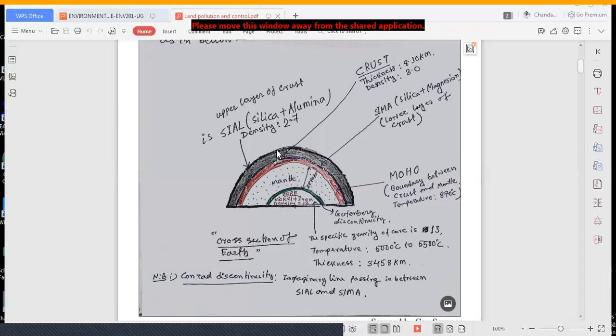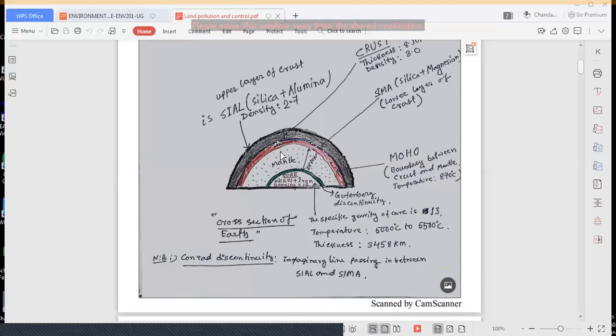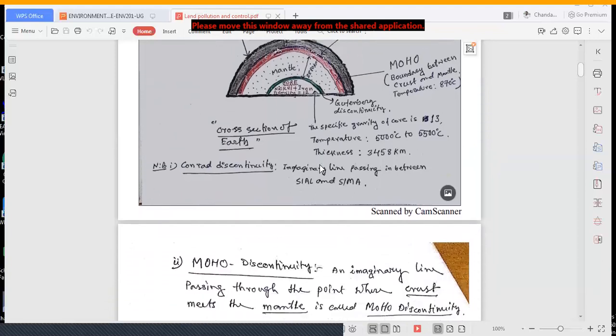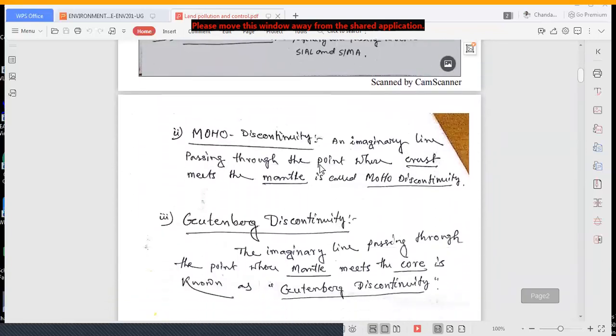So the separation line between sial and sima is known as the Conrad discontinuity. So there are three discontinuities. One, the Conrad discontinuity, the separation line between sial and sima. Two, the Gutenberg discontinuity, between mantle and core. And three, the Moho discontinuity, between mantle and crust. This is the cross-section area of the Earth's surface. This is the Moho and Gutenberg discontinuity.